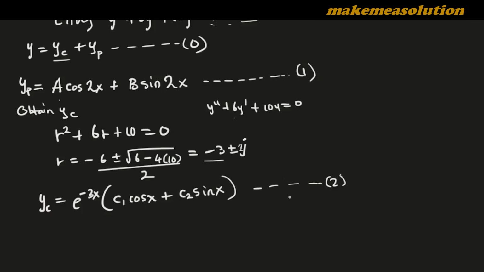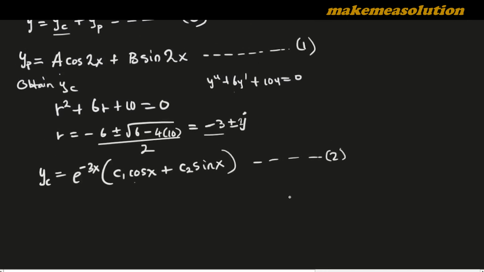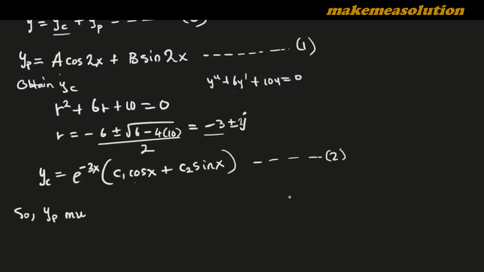Now the next step is to compare this complementary function with your particular solution and ask yourself, is there any term that repeats itself? I can see a cos x and cos 2x, so there's no repetition. Sine 2x is not the same as sine x, no repetition. There's an exponential in my yc, there's no exponential in my yp. Therefore, since there's no repetition, this yp in equation 1 is valid, and we can use it to determine the undetermined coefficients a and b.